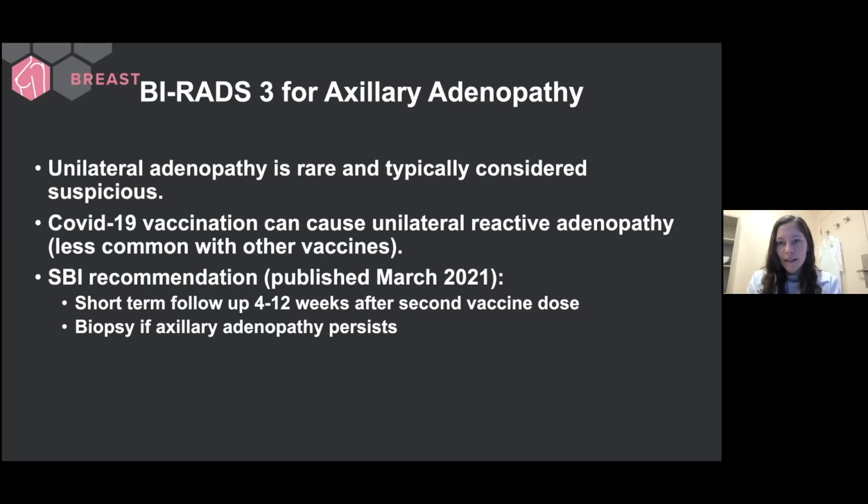And I showed one example of this where we did not see that adenopathy resolved, and it did turn out to be a malignancy. So we want to make sure we are following these women and letting that adenopathy go away before we assess them as benign, because although we know that the vaccine can cause adenopathy, we also know that cancer can cause adenopathy, and we want to make sure that the reason is just a reactive lymph node and not something else that's going on.